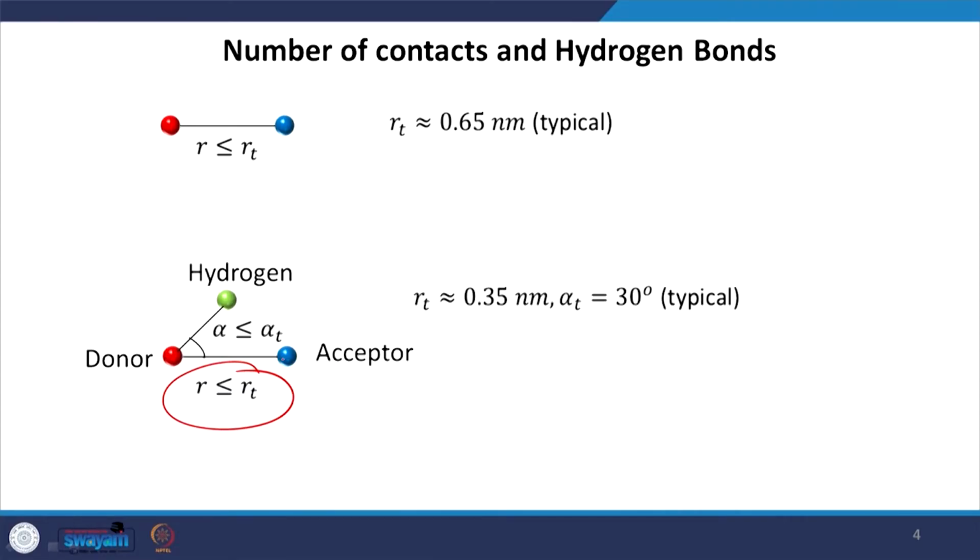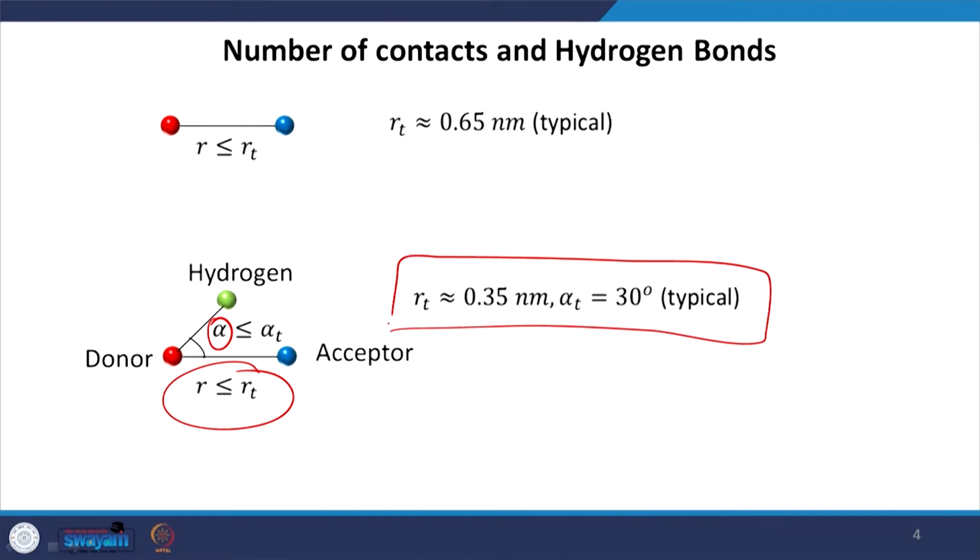But in addition to that, we can also put an angle condition, that is the orientation condition. For example, here the acceptor donor hydrogen angle is alpha, and that is assumed to be less than or equal to alpha t. So, we can add conditions of the spacing and we can also add a condition for the orientation, and typically the values that are used in MD to characterize hydrogen bonding are something like 0.35 nanometer for the distance threshold and 30 degrees for the angle threshold.